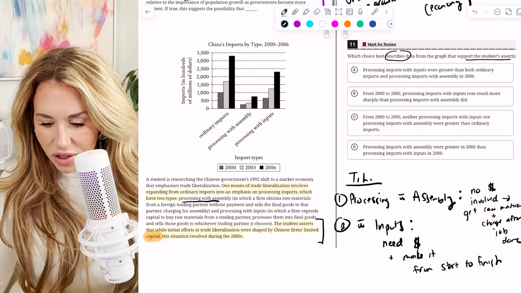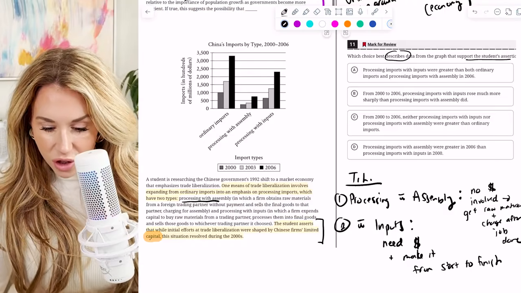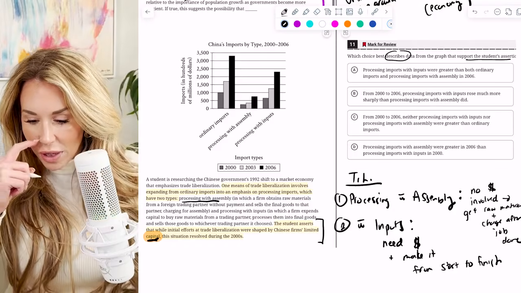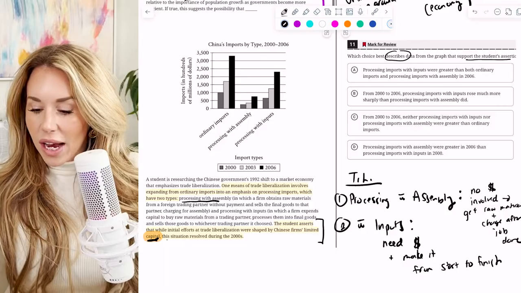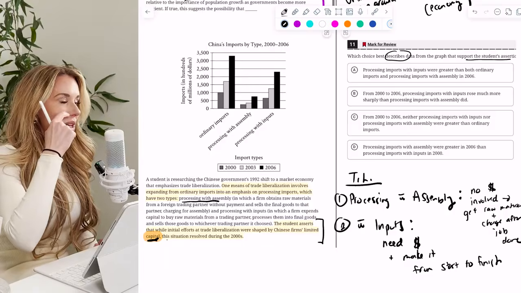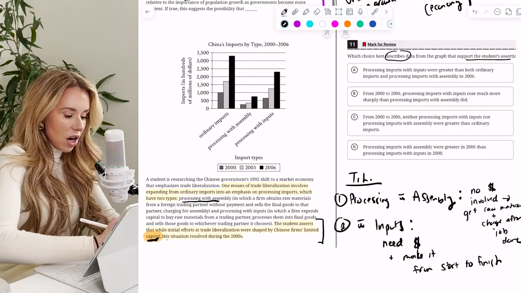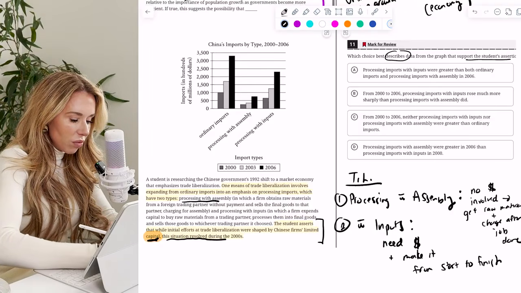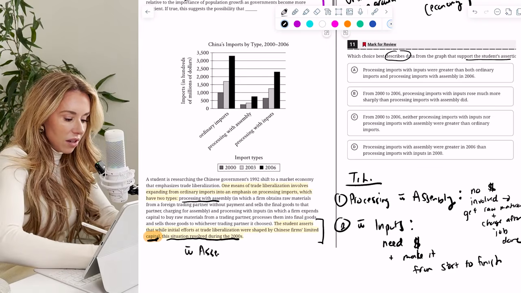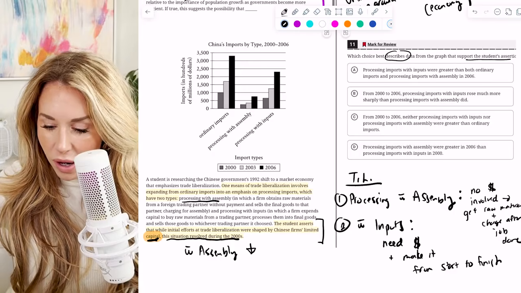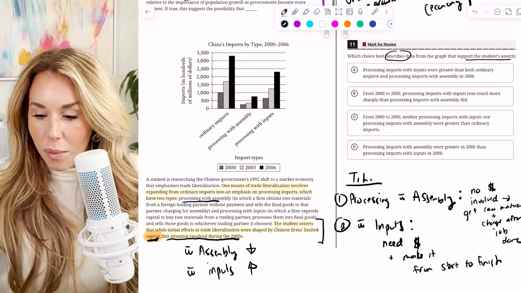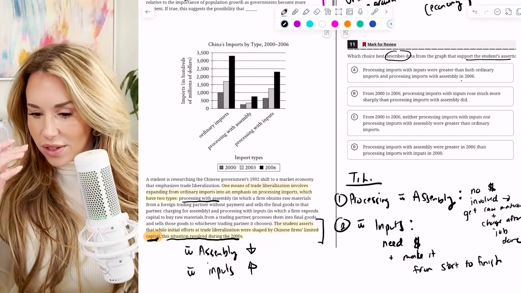We have the student asserts that while initial efforts at trade liberalization were shaped by Chinese firms' limited capital, this situation resolved in the 2000s. Okay, which one requires limited capital? Processing with assembly, because you don't need any money to get started. So if the student is saying the situation resolved during the 2000s, we want to see processing with assembly go down or be lower, and we want to see processing with inputs, meaning they have capital, go up. So let's check out the answer choices.